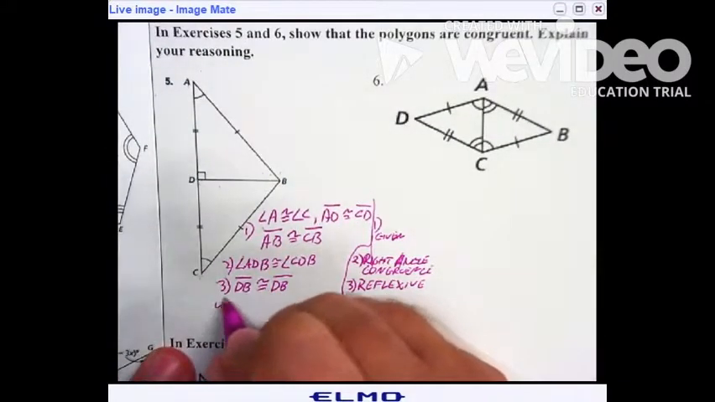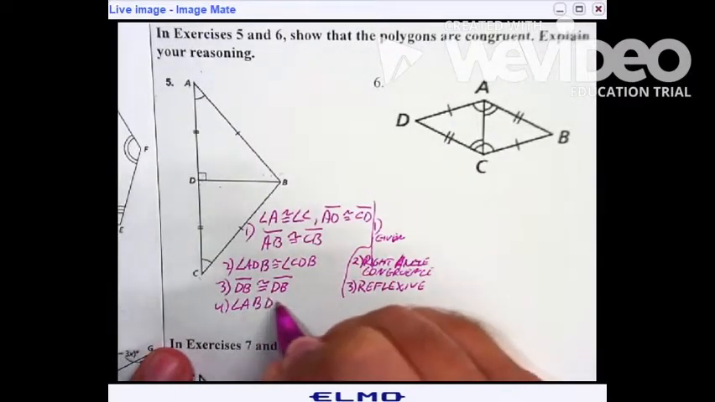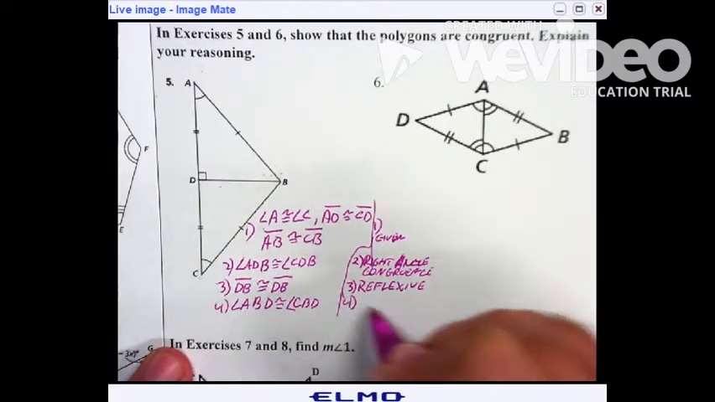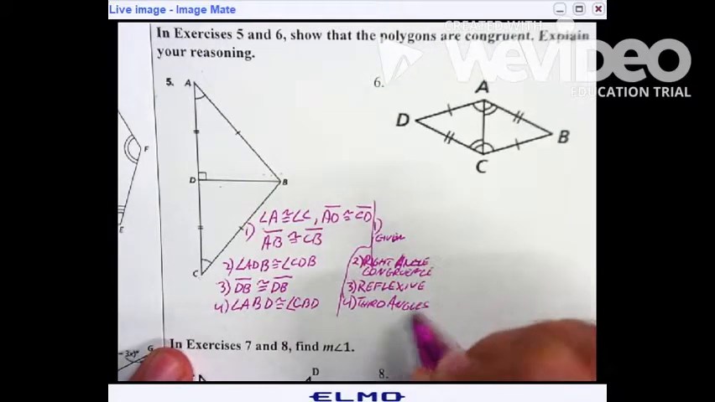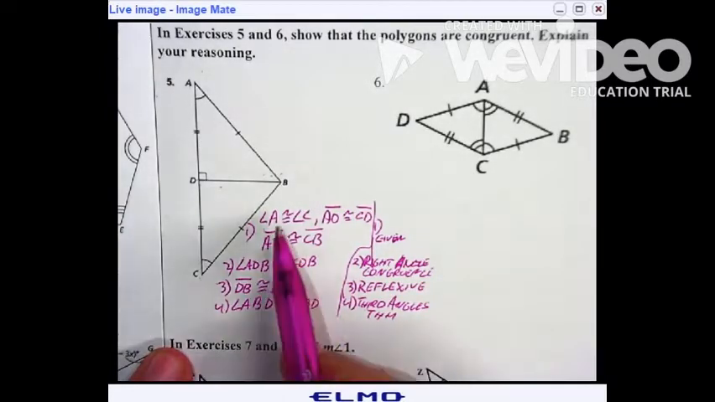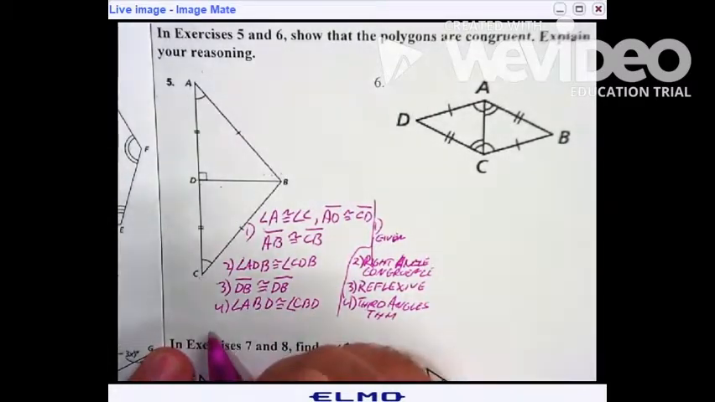Here we go. So 4, we have that angle ABD is congruent to angle CBD because of the third angles theorem. All right. So now I've got 1, 2, 3 angles. I've got 1, 2, 3 sides. So there it is. The triangles are congruent.